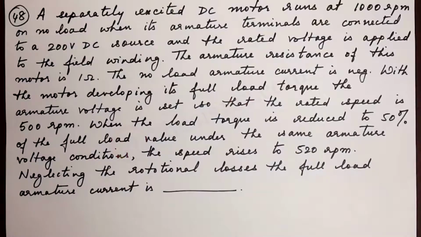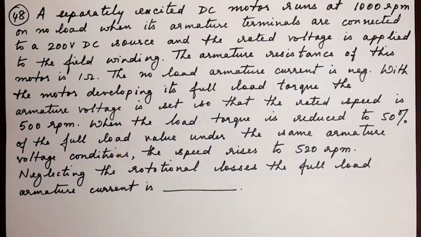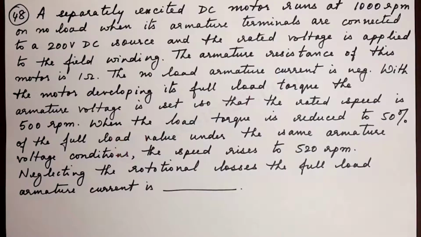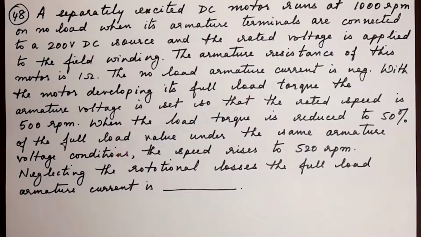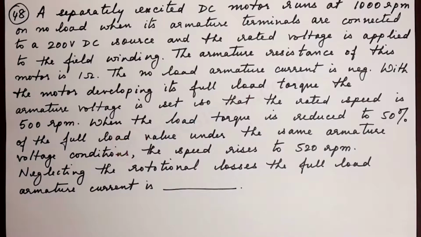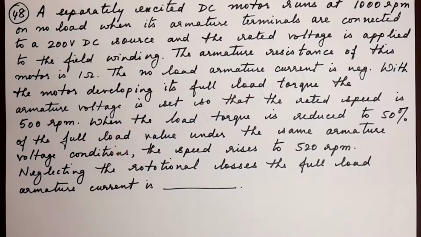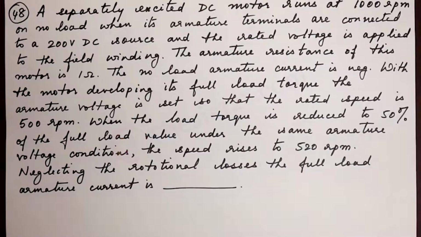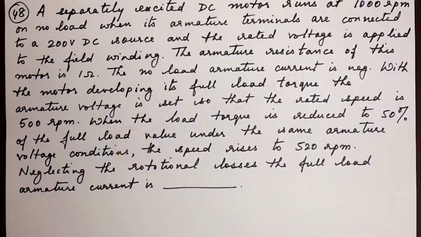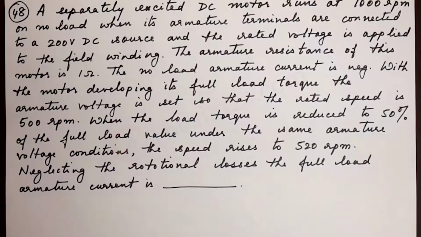With the motor developing its full load torque, the armature voltage is set so that the rated speed is 500 rpm. When the load torque is reduced to 50% of the full load value under the same armature voltage conditions, the speed rises to 520 rpm. Neglecting the rotational losses, the full load armature current is dash.